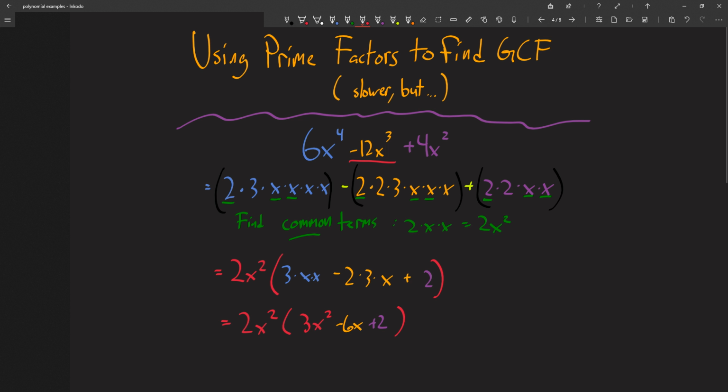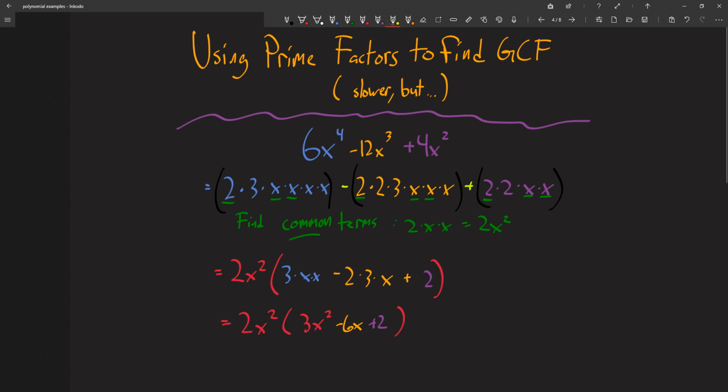Do the same thing with the second term. 12 is 2 times 2 times 3. And x cubed is x times x times x. And 4 is 2 times 2, which is leading us to our last bit here. X squared is x times x. And then just find all of the bits that are in common between all three. So there is a 2 here, a 2 there, and a 2 there. Okay, that's in common. That's something that they all share. There's an x and an x, over here an x and an x, over here an x and an x. That's something that they all share.